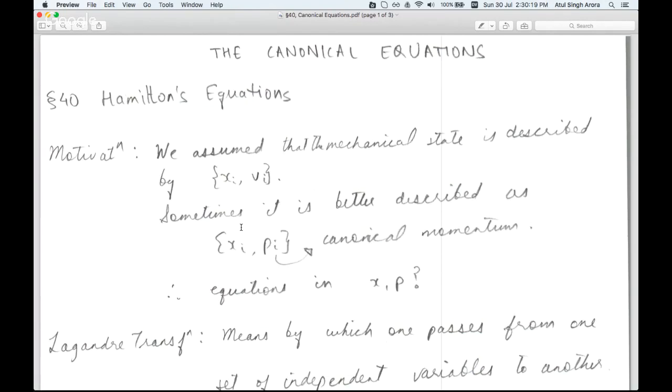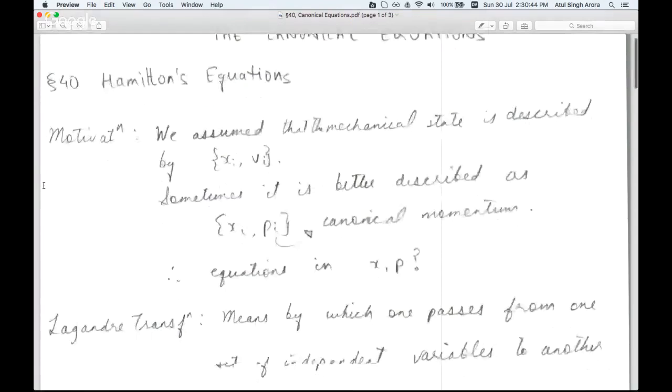Okay, so let me start quickly. Today we look at the last chapter from Landau's first book on mechanics, section 40. This chapter is about canonical equations. So we look at different formulations of the equations of mechanics. And so let's start. It starts with Hamilton's equations.